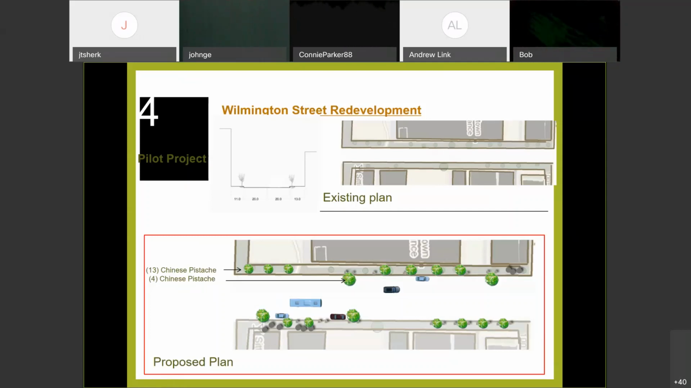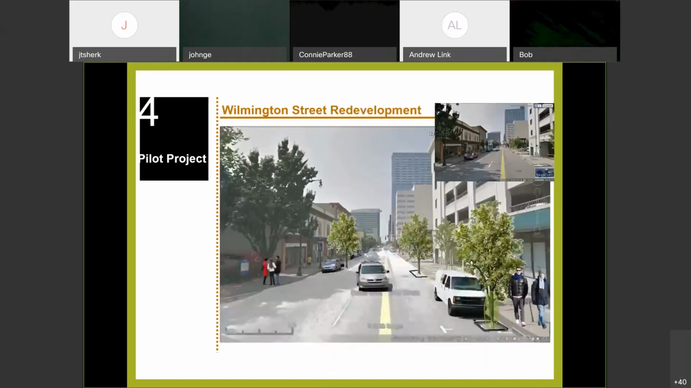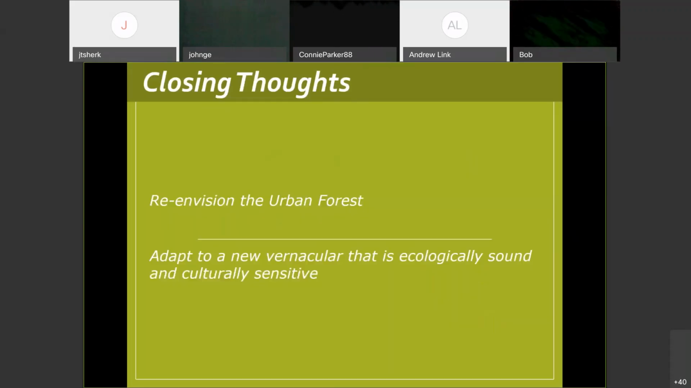So she's proposing 4 of those. So she really made a difference in the trees from the existing cross-section that you see up at the right-hand corner to her proposed beautiful cross-section, with some trees even in the parking areas and good healthy trees in the streetscape. Here's her little sketch of how that would work. And then she ran the numbers, and if we kept it the way it is, you see at the top how many times it would have to be replaced. And if we use that Silva cell, we could have that long-term, high-quality tree, and over time save money.